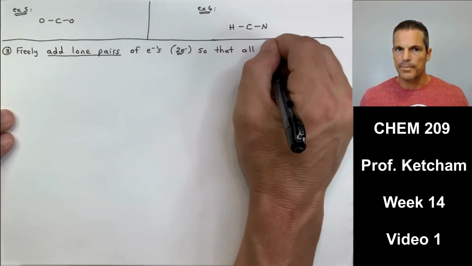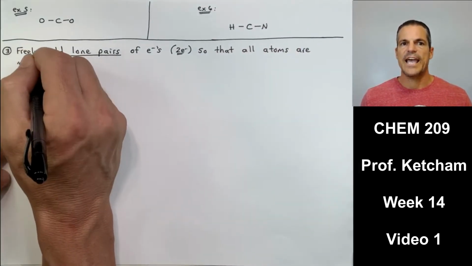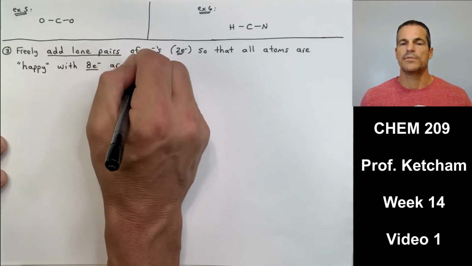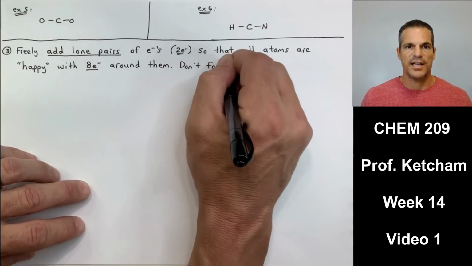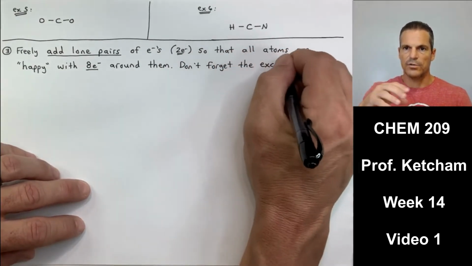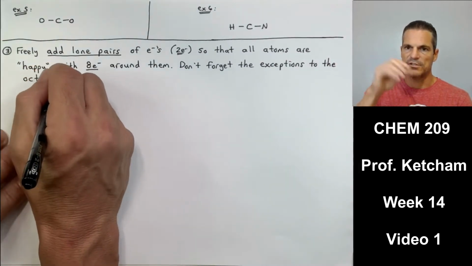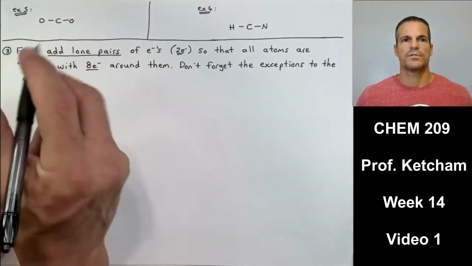Now we get to add lone pairs in rule number 3. Rule number 3, freely add lone pairs of electrons so that all atoms are quote-unquote happy with 8 electrons around them. Now, on a quiz, on a test, and in the homework, you basically do the rules right on top of each other. If you're using a pencil, you just do this as you go in one space. I'm going through them all so you can see the rules.